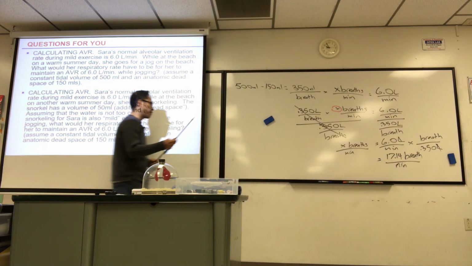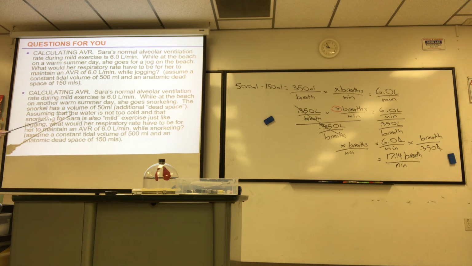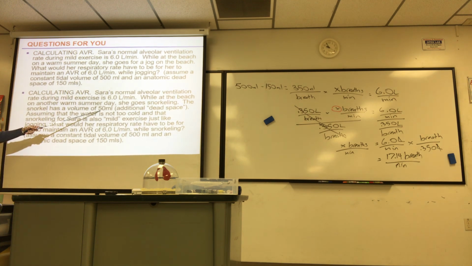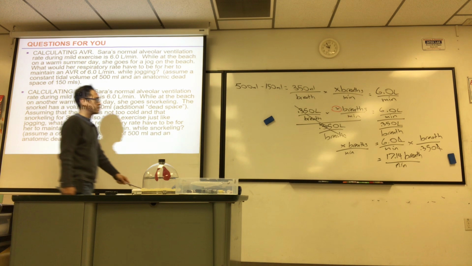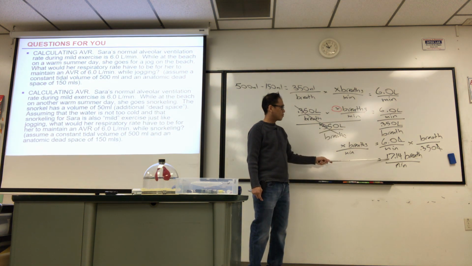Now the second problem, everything is the same, except now she's snorkeling, and the only added thing I'm throwing in there is this, 50 ml additional dead space volume. Okay, so everything's the same, except now we're adding more dead space. So just think conceptually. If you have more dead space, and you want to achieve the same ventilation rate, are you going to have to breathe more or less? With more dead space, you're going to have to breathe more, because you're going to be ventilating less. So that's what you should calculate.